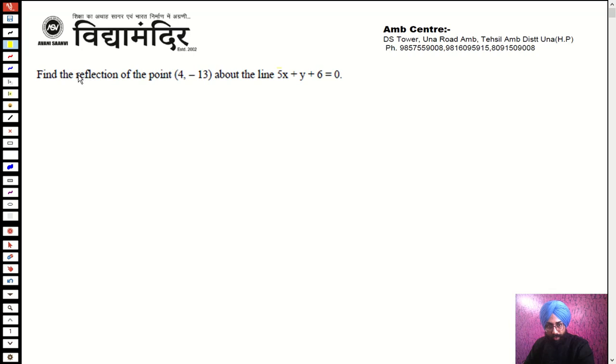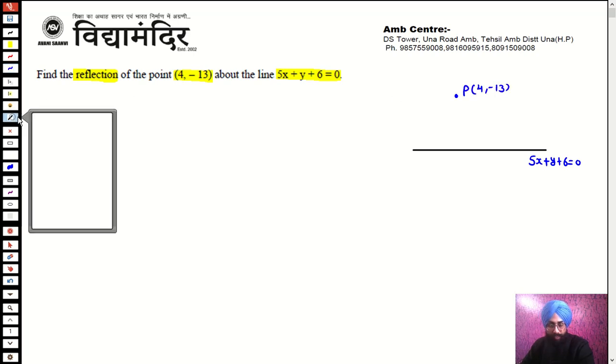First question we have: find the reflection of the point (4, -13) about the line 5x + y + 6 = 0. So it means they are asking to find the image of a given point. This line is given, which is working as a mirror, and we have one point whose coordinates are (4, -13). So we need its image here.